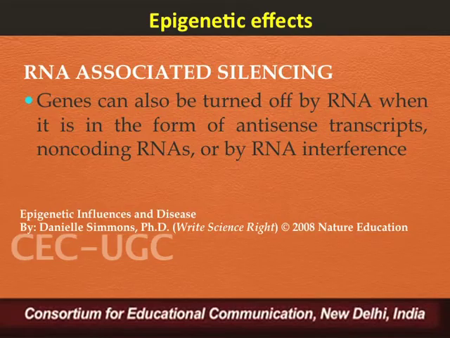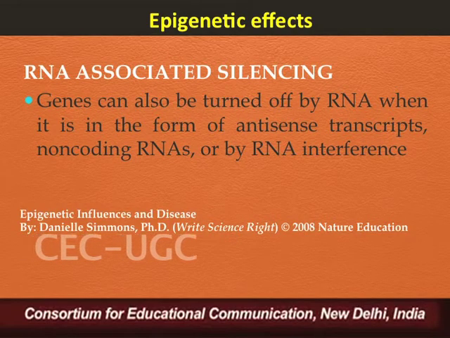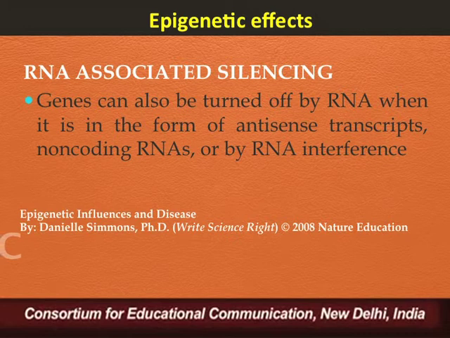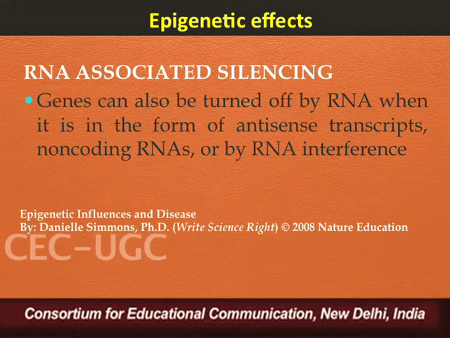The third way by which epigenetic effects come into force is RNA associated silencing. What happens here is that genes get turned off, either because the epigenetic regions form RNA which is complementary to the RNA being transcribed by the gene, or because of RNA interference. If this happens, then whatever gene is required for production of a phenotype does not get expressed, and therefore the phenotype is not formed.